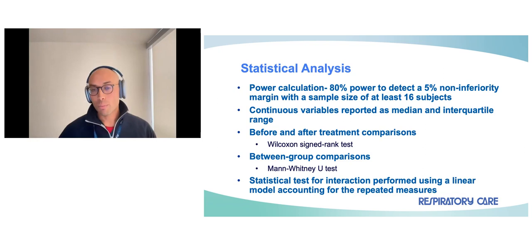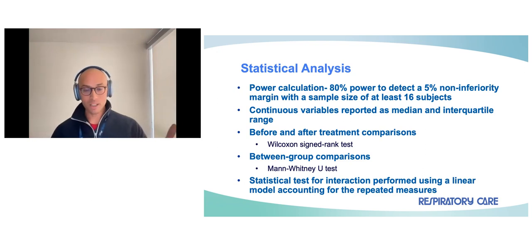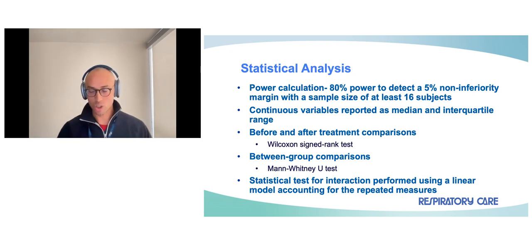Now, they reported continuous variables as median and interquartile range. Mind you, they use the median, which is the middle value, and not the mean, which is the average, because with small sample sizes, you might have more outliers, and medians are easier to handle outliers. And interquartile range is looking at their spread around the median.